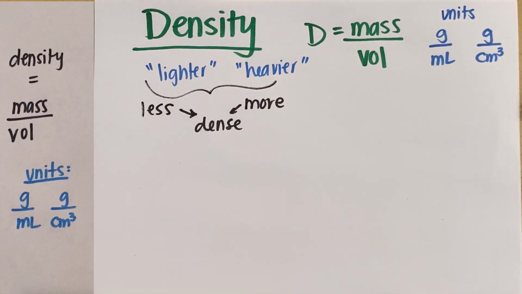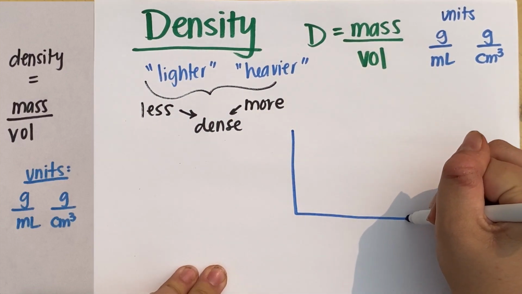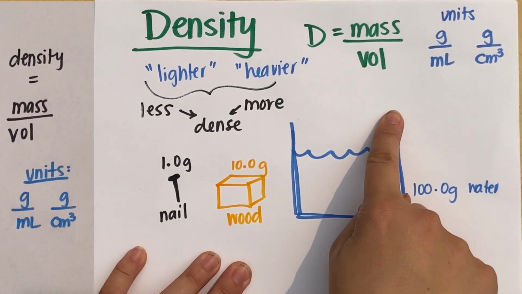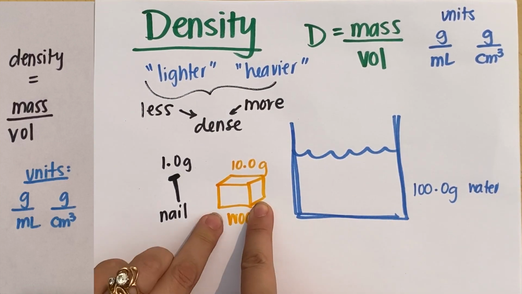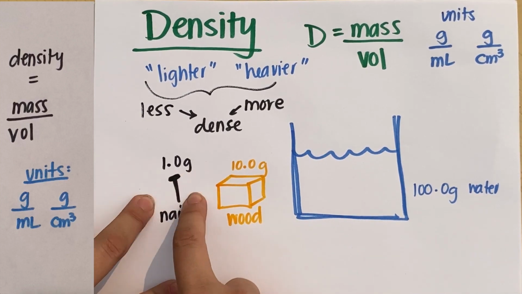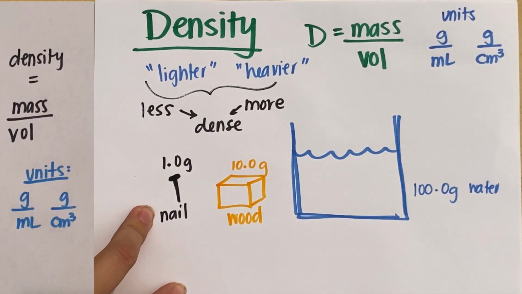A really good example of that would be a beautiful picture. All right, so my beautiful picture is here for you. Let's say that I have a cup with 100 grams of water, and I have a 10-gram block of wood and a 1-gram nail. And I'm going to put both the block of wood and the nail into the water.